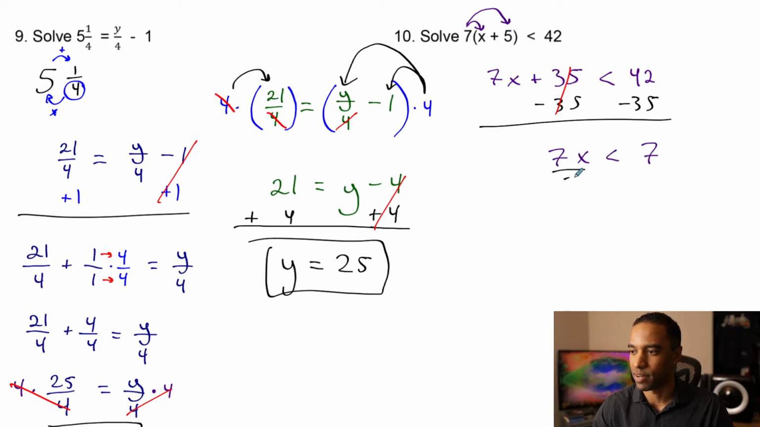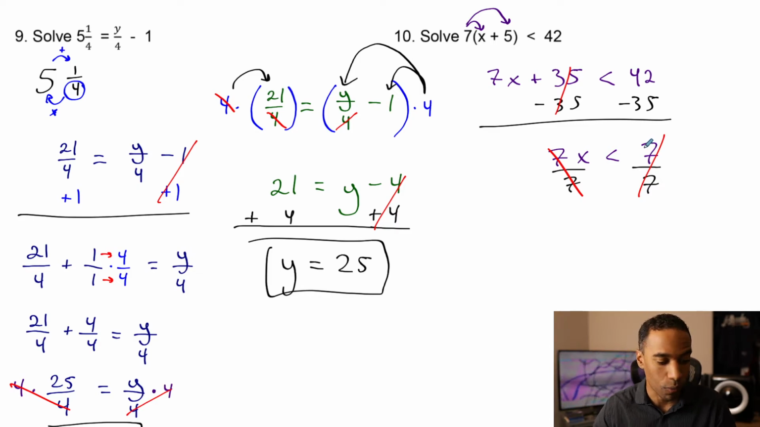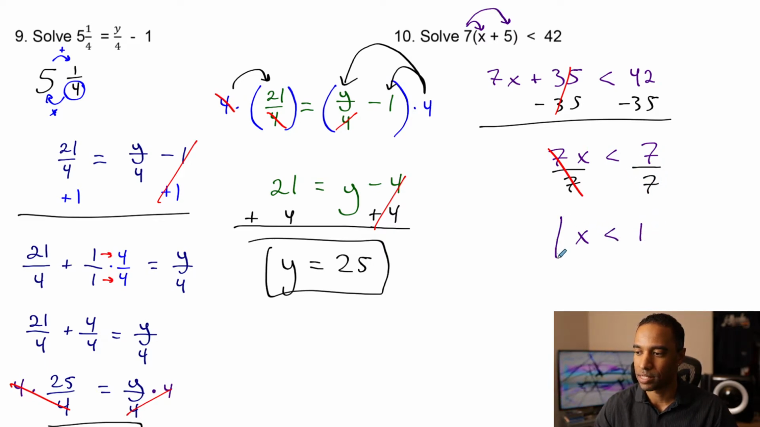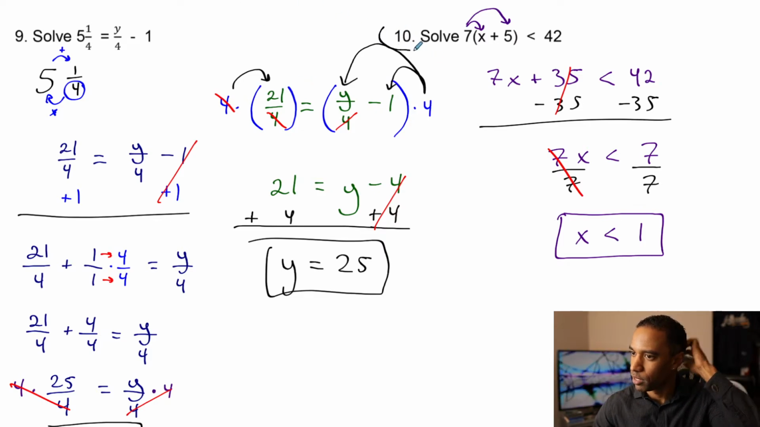Divide both sides by 7 now, and 7 divided by 7. See, whereas right here they cancel, I don't want to just cancel them right here. They don't go away. They go away here because 7 over 7 is 1, and 1 times x can also be written as x. That's why we cancel, and that's our goal. However, here, 7 over 7, like I said, is 1. X is less than 1. That is your solution set there for number 10.